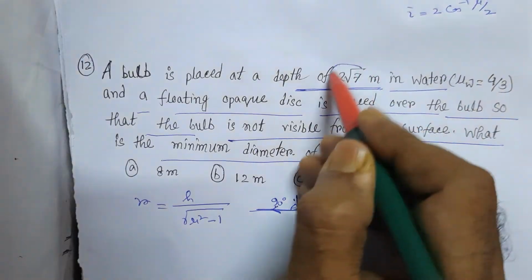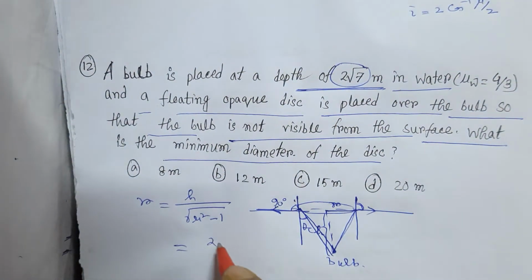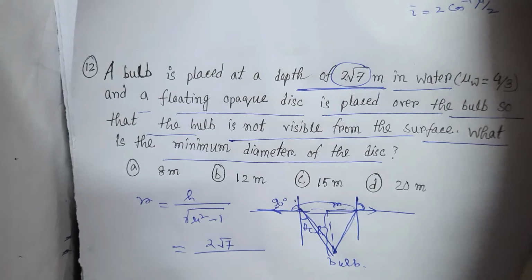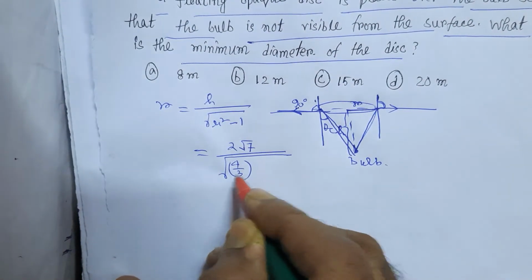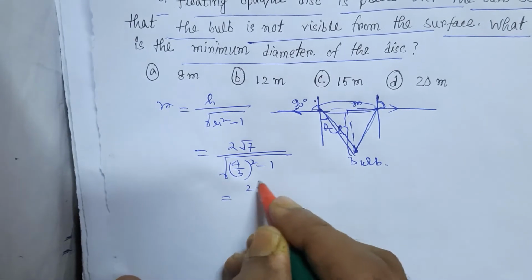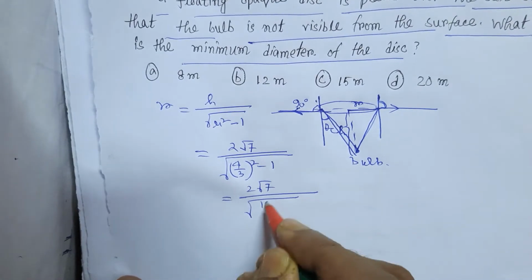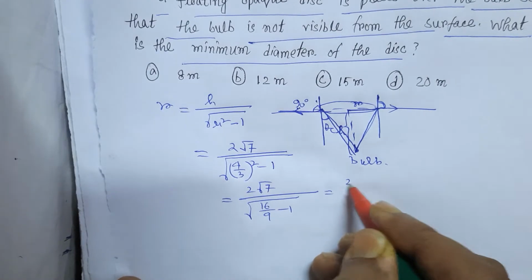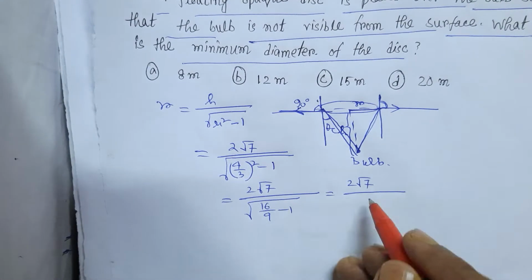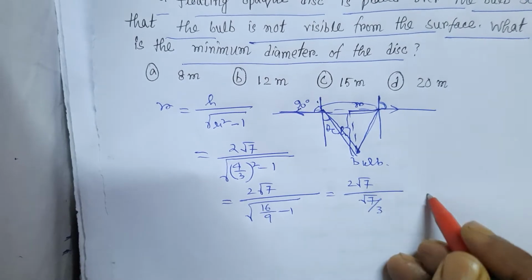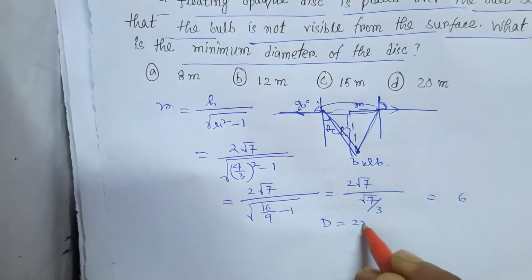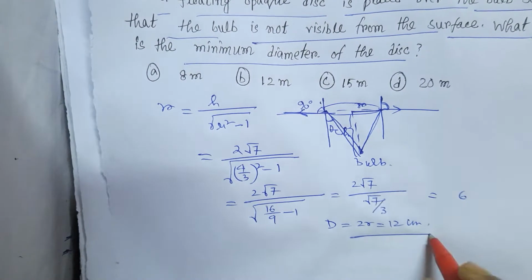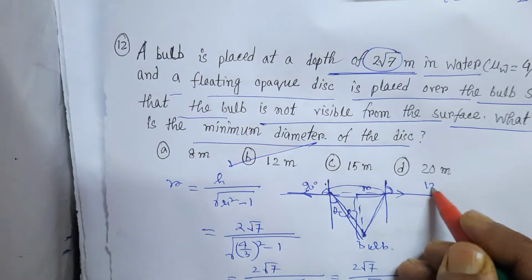Here H is 2 root 7 and mu for water is 4 by 3, as you know. This is 4 by 3 whole square minus 1. So this is 2 root 7 by root of 16 by 9 minus 1, which equals 2 root 7 by root 7 by 3. 3 into 2 equals 6. So diameter D equals twice R equals 12 centimeter. So the correct option is B. The correct answer for question number 12 is B.